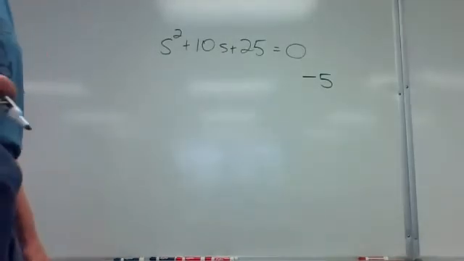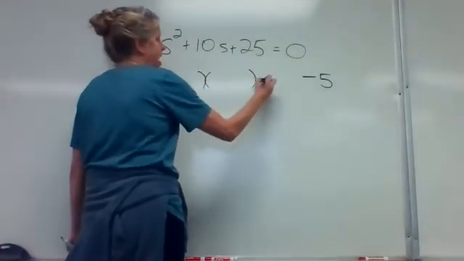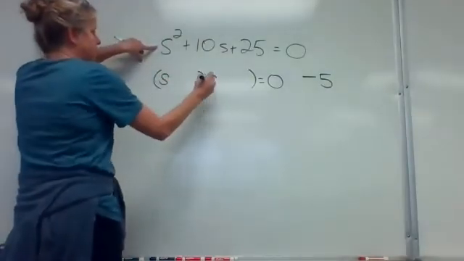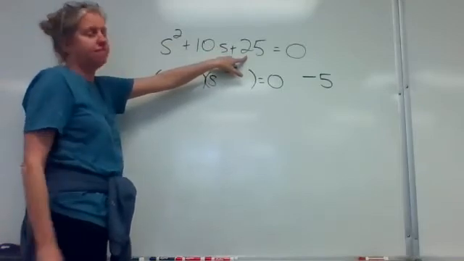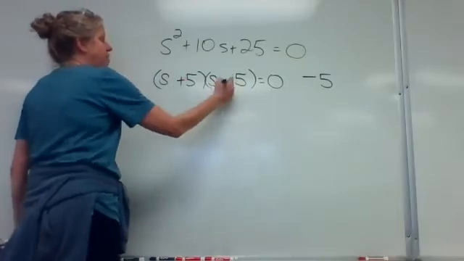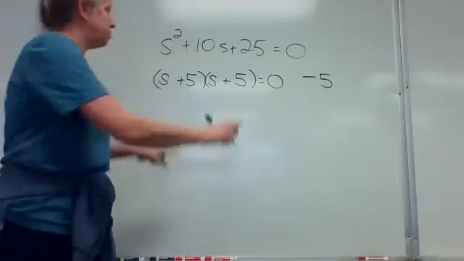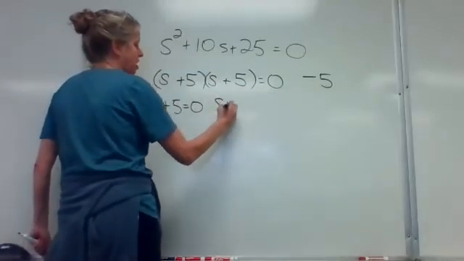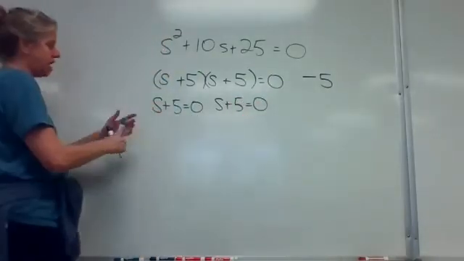If you didn't have the quad program, then you would have to solve this by factoring, just like we did on the last problem. S and S for s squared. Numbers that multiply to give me 25 and add to give me 10 are 5 and 5, both positives. That's why you only get one solution, because when you factor this and set the factors equal to 0, they're literally the same equation.